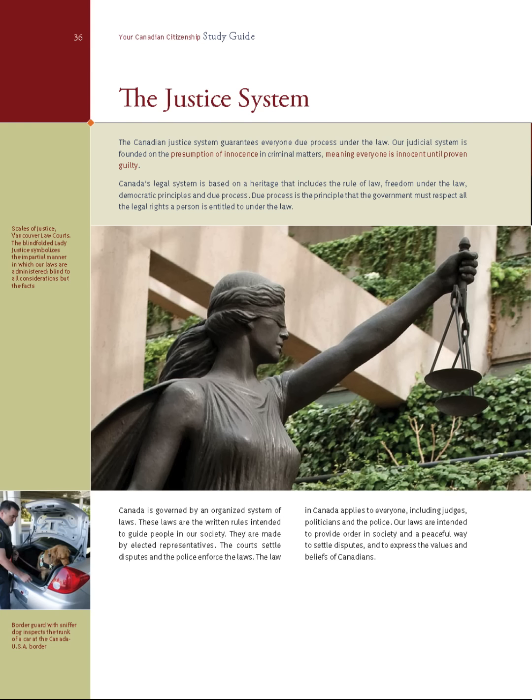Canada is governed by an organized system of laws. These laws are the written rules intended to guide people in our society. They are made by elected representatives. The courts settle disputes and the police enforce the laws. The law in Canada applies to everyone, including judges, politicians, and the police. Our laws are intended to provide order in society and a peaceful way to settle disputes, and to express the values and beliefs of Canadians.